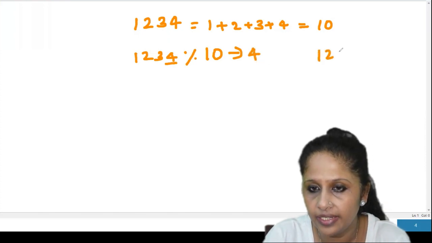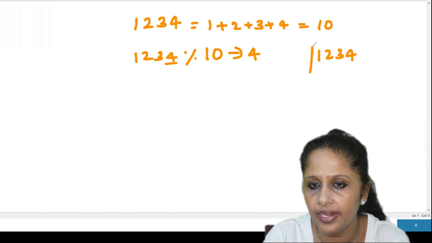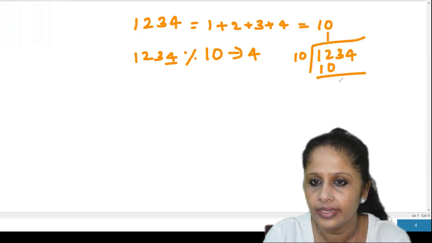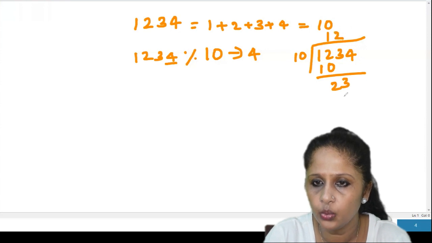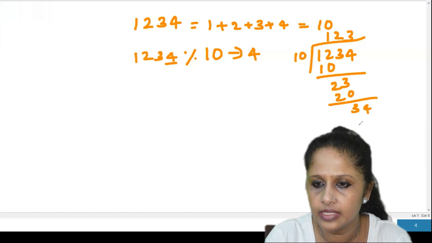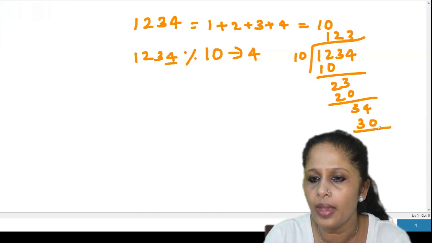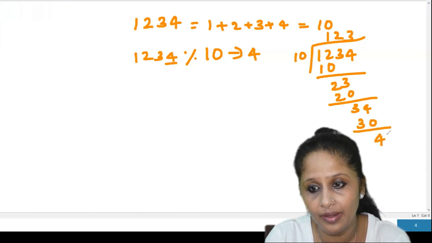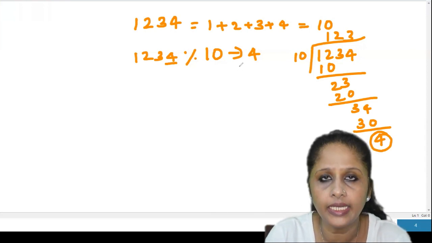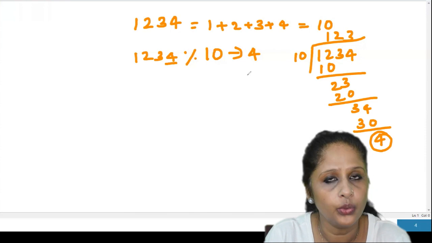You can check it here. 1, 2, 3, 4 divided by 10. If you do, then 1 tens are 10, then 2 tens are 20, then 3 tens are 30. And 4 minus 0, you will get the remainder 4. When you do a modulo operation with 10, you get the unit place value.